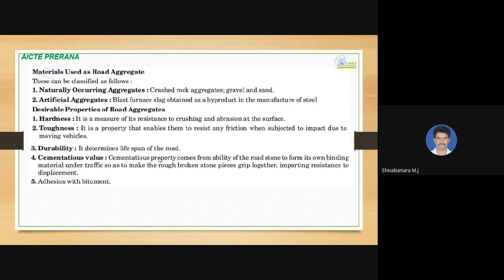Cementitious property comes from the ability of the road stone to form its own binding material under traffic, so as to make the rough broken stone pieces grip together, imparting resistance to displacement. And then it should possess better adhesive property with bitumen as well as sand.